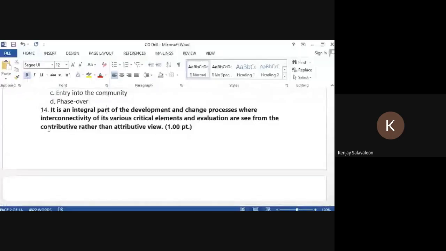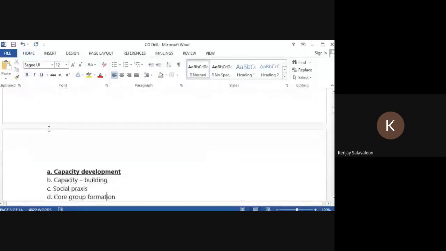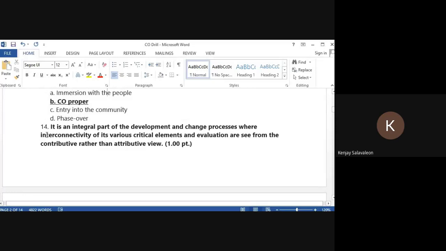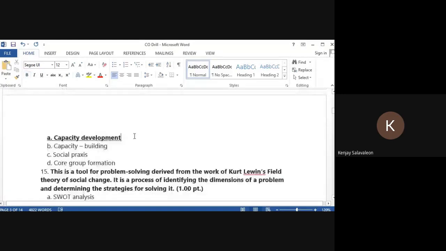14. It is an integral part of the development and change processes where the interconnectivity of its various critical elements and evaluations are seen from the contributive rather than attributive view. Okay. What are our options? Capacity development, capacity building, social praxis, and core group formation. Now we are looking at contributive rather than attributive. We're looking at the connectivity of critical elements and evaluation seen from the contributive rather than attributive. Ito, capacity development would mean contributive. Capacity building is attributive.